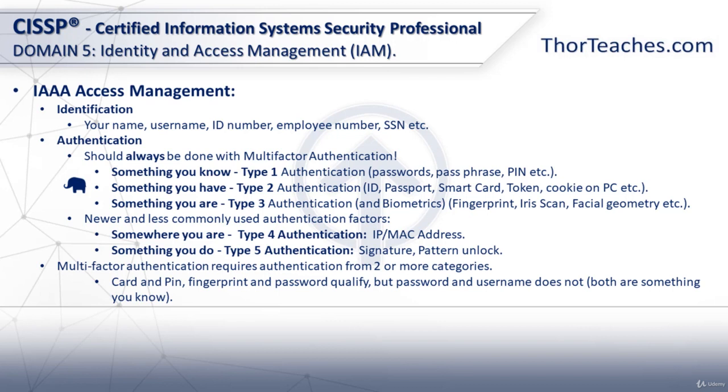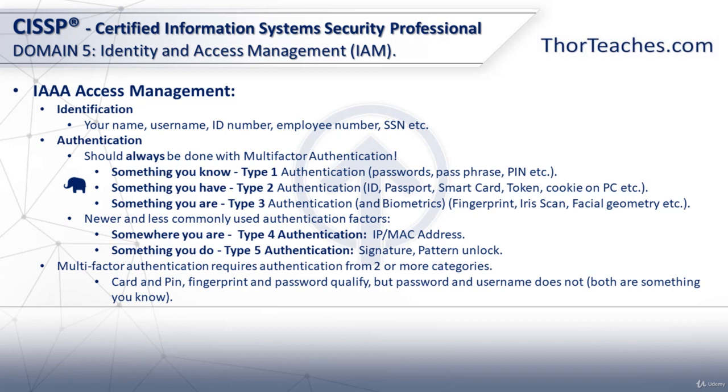Then something you have, or type 2 authentication. It's also called a possession factor. It's something I have in my possession. Since I have that, I must be Thor. They are mostly something you can touch, an ID, passport, smart card, a token, but it can also be a cookie on your PC. Know how a lot of times when you log into websites that are highly secure, the first time you have to do a lot more stuff. They send you a text message with some numbers on it, you need to enter that, but you only do that the first time, because the next time you go back and visit, you have that cookie on your PC.